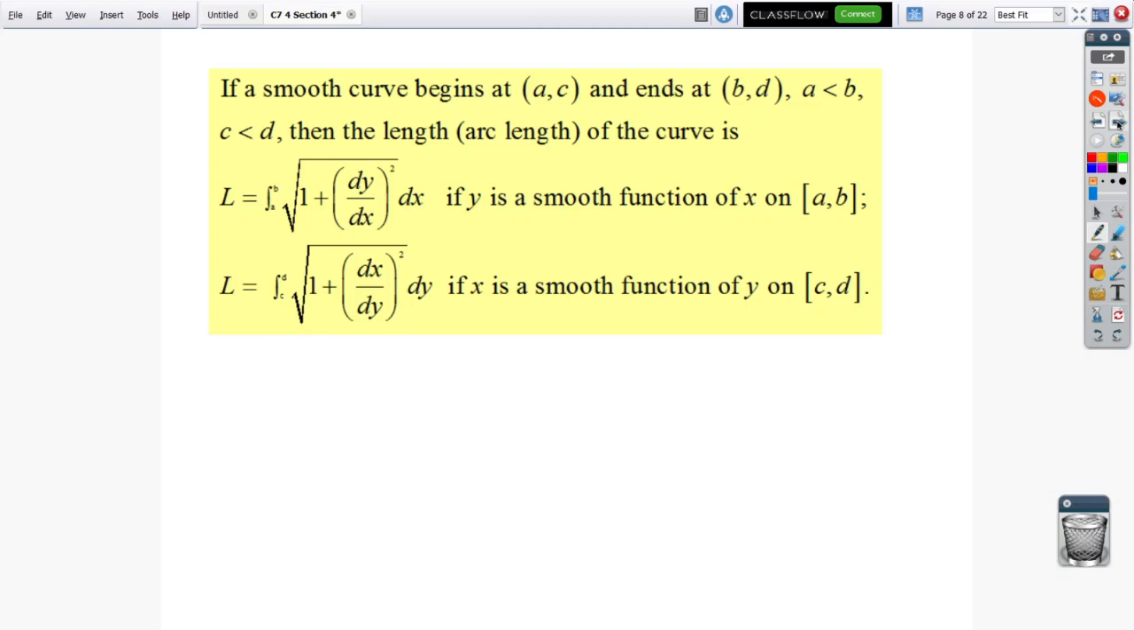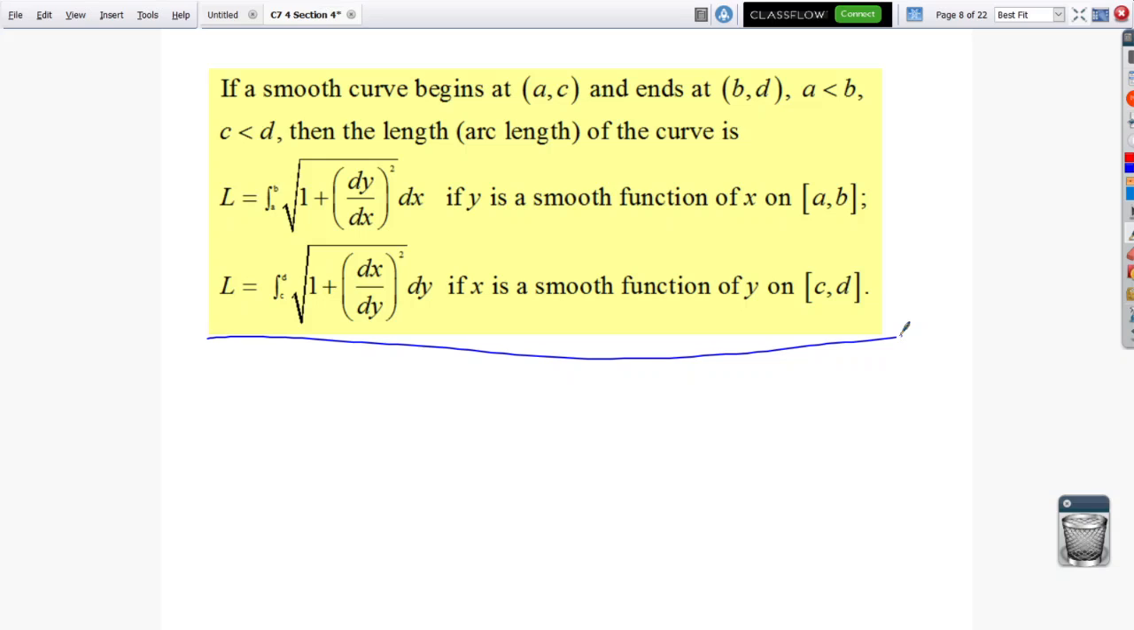But if a smooth curve begins at (A, C) and ends at (B, D), where A is less than B and C is less than D, then the arc length of the curve is L equals the integral from A to B of the square root of 1 plus dy/dx squared dx, if y is a smooth function of x on A to B. And it is L equals the integral from C to D of the square root of 1 plus dx/dy squared dy if x is a smooth function of y on C to D. We'll get to why we would use this second option, but things to note: if you're doing everything in terms of y, you're taking the derivative with respect to y, and you're using your y coordinates as your limits there.